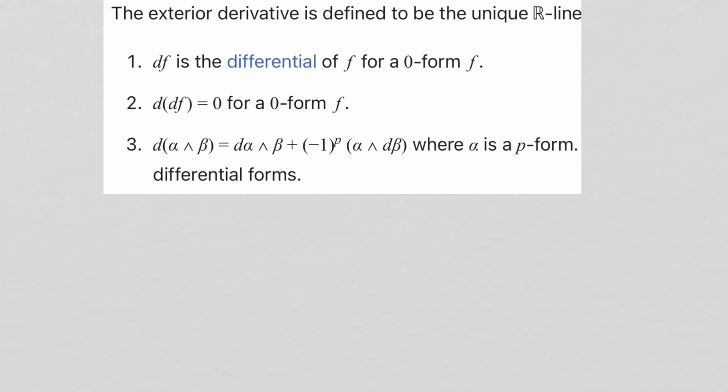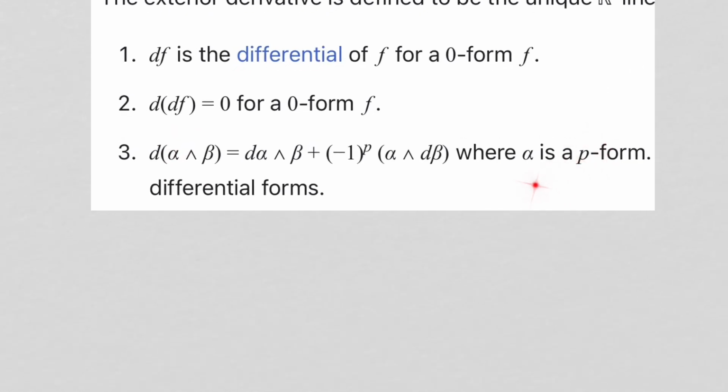But what's important is this last one. The exterior derivative of the wedge product between two forms, where alpha is a p form, right? They're saying that alpha here is a p form, so that is given through this definition. It's the exterior derivative of alpha wedged with beta plus alpha wedged with the exterior derivative of beta, multiplied by this factor, minus 1 to the p, where p is the grade of alpha. So this is the axiom for exterior derivatives that applies to all forms.